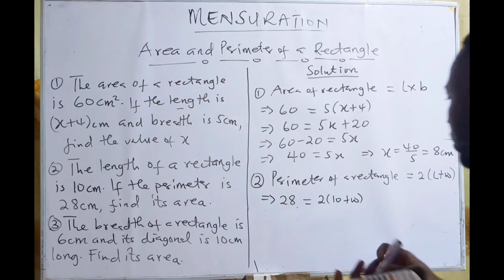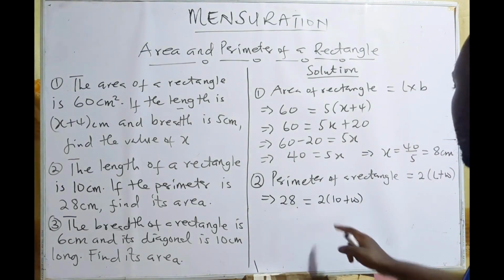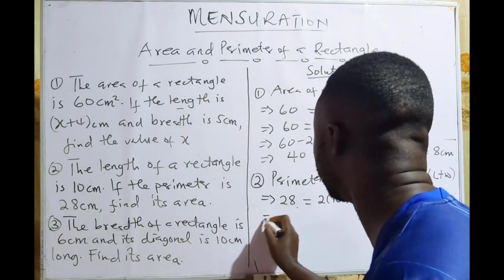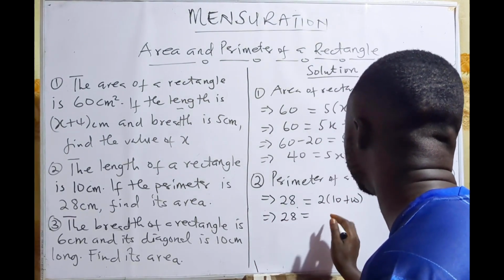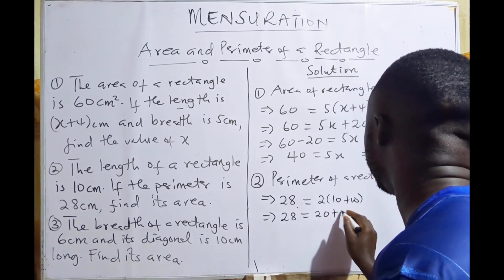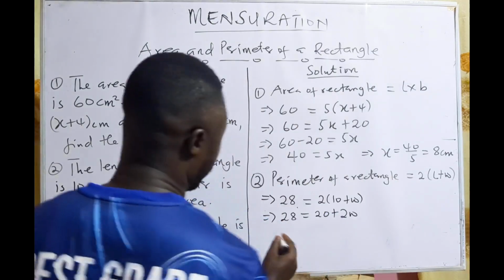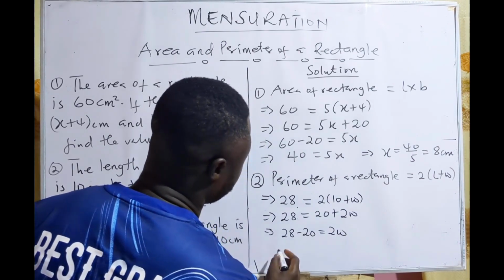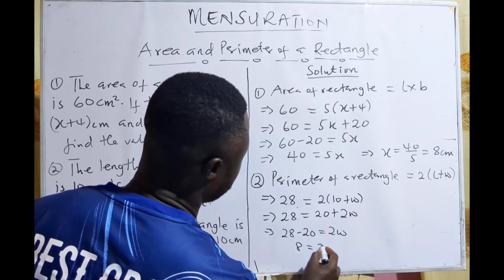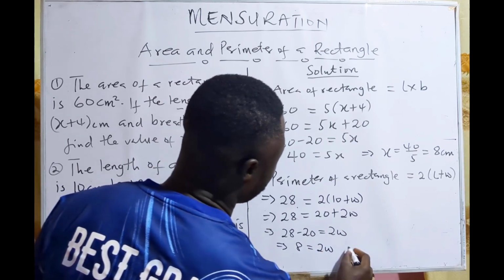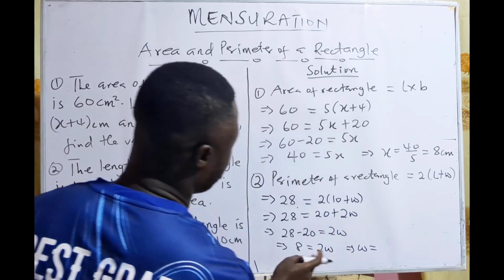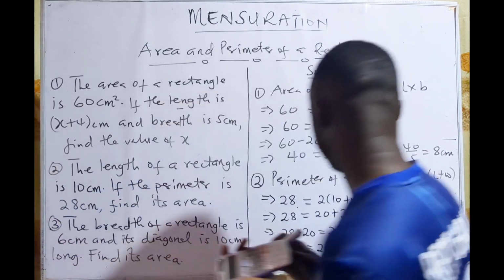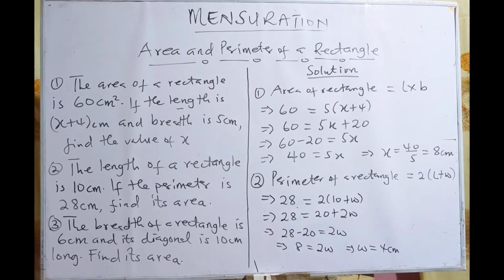Is that okay? Alright, here, if you like, you can divide by 2, or you can expand this any way you want to do it. You get the same answer. So 28 is equal to 2 times 10, which gives me 20, plus 2 times w, which gives me 2w. Then I'll have 28 minus 20 equal to 2w. What is 28 minus 20? That is 8. So 8 is equal to 2w. What will be my w? Divide by 2. So 8 over 2 gives me 4. So what it means is that the width is 4 centimeters.